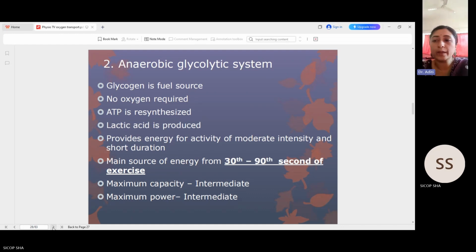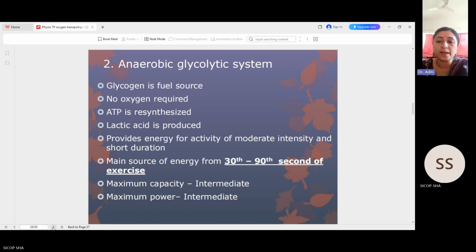Next is the anaerobic glycolytic system. Here glycogen is the fuel source. In ATP-PCR, PCR was the fuel source; here glycogen is the fuel source. Again, this is an anaerobic system, so no oxygen is required. ATP is resynthesized, and lactic acid is produced because of metabolization by this system. It provides energy for activity of moderate intensity and short duration.